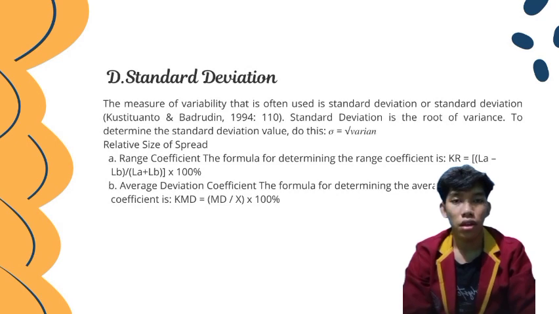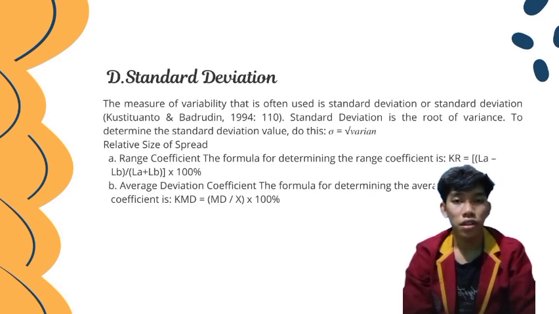E. Standard deviation. The measure of variability that is often used is the standard deviation. Standard deviation is the root of variance. To determine the standard deviation value, do this.